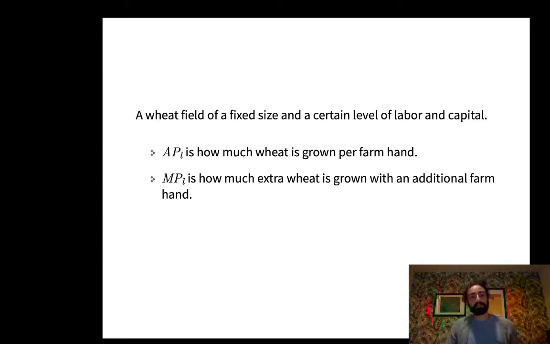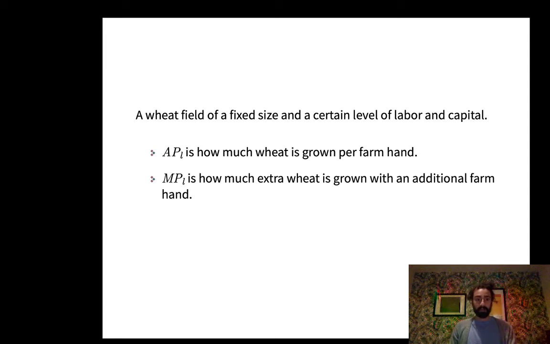So if I had a wheat field, I'm a farm, I'm the landed gentry in England, and I own this wheat field, and I can hire some fixed amount of labor and capital. At that particular point of labor and capital, the average productivity of labor is how much wheat is grown per farmhand. I just add up all the wheat. I say I collected 8,000 bushels of wheat, and I had 4 farmers or something. That means, on average, each one was contributing the total amount divided by 4, I think it was 2,000 bushels of wheat per farmer.